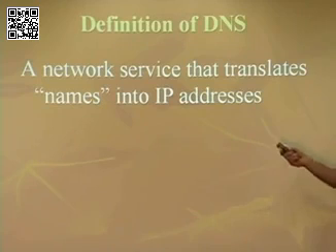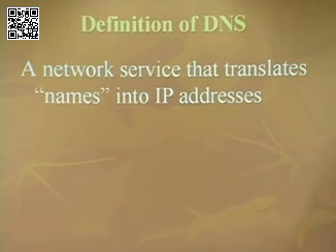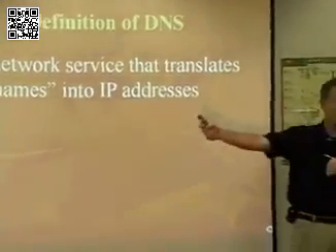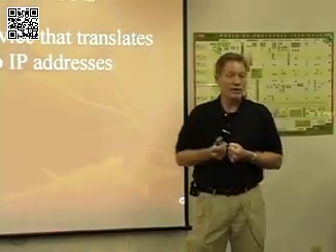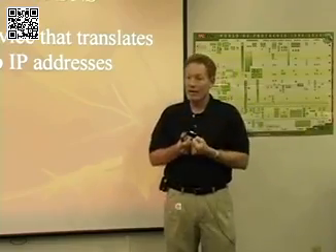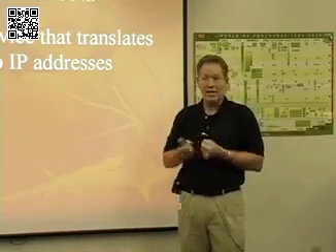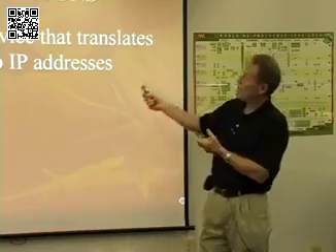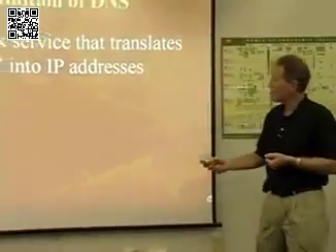The definition of DNS: it's a network service that translates names into IP addresses. It's a real simple concept. You're sitting at your computer and you want to go to yahoo.com. In order for your computer to connect to the yahoo.com web server, it must know the IP address of the web server. So it asks DNS, what's the IP address of yahoo.com's web server? DNS gives back the IP address. Once the computer has the IP address, it's able to connect to the web server and download the page. So remember the definition: a network service that translates names to IP addresses. Let's look at it more.